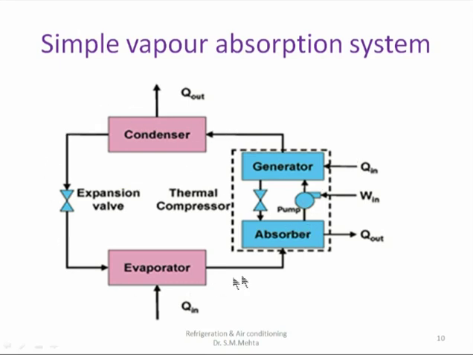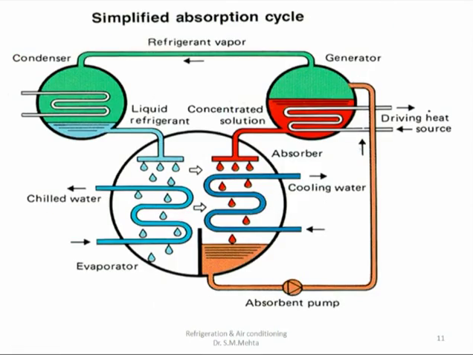So these are the main components of a simple vapor absorption refrigeration system. We can say absorber, generator, condenser, expansion valve and evaporator are the major components of a simple vapor absorption refrigeration system. The second schematic explains in which components the refrigerant will be heated and in which it will be cooled.